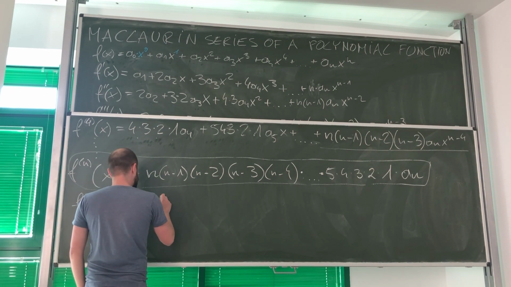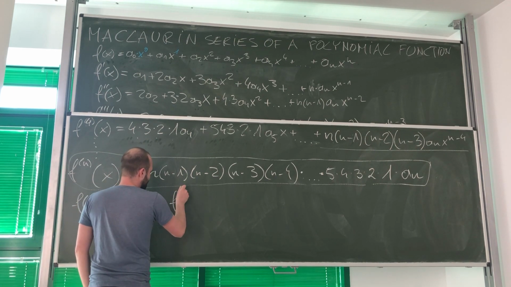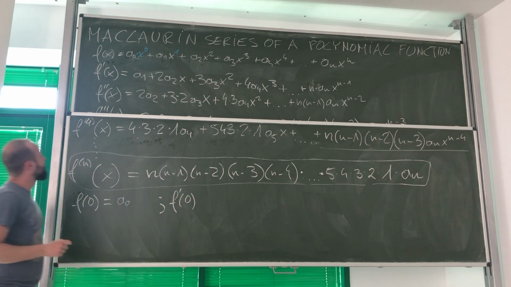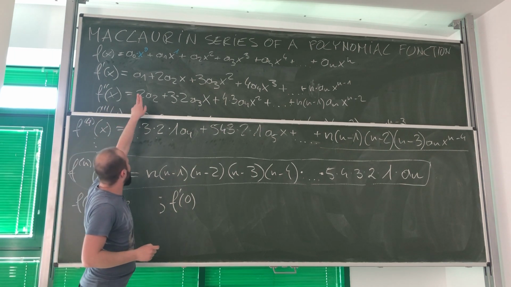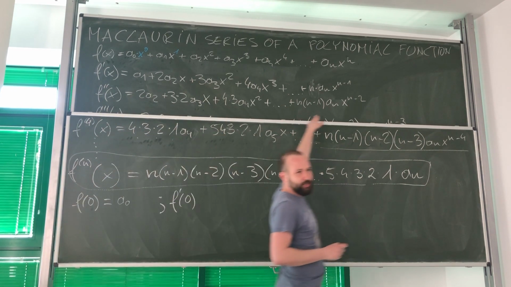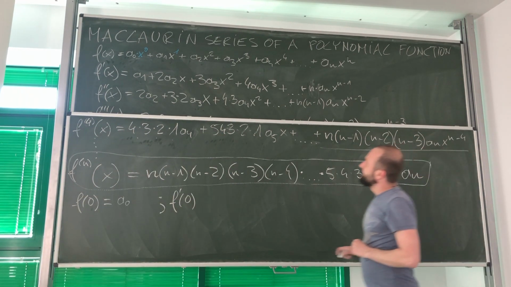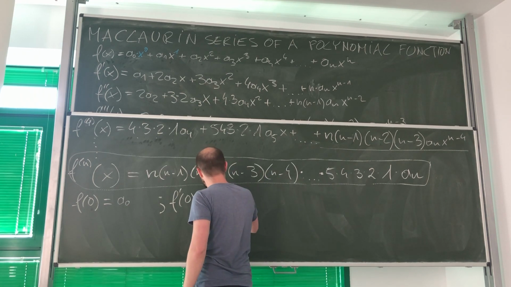Okay, now, if I evaluate the first derivative at 0, what am I getting? Look, I'm getting here a1. Every other expression is with x, so it will be 0. So I got that this is a1.